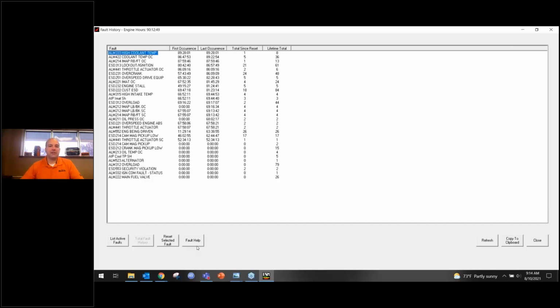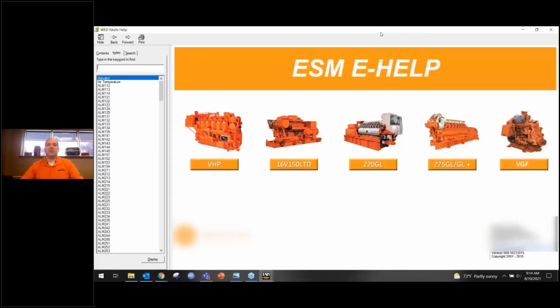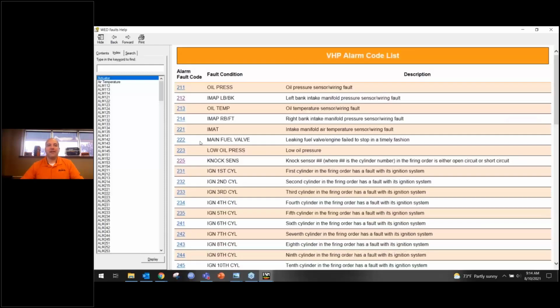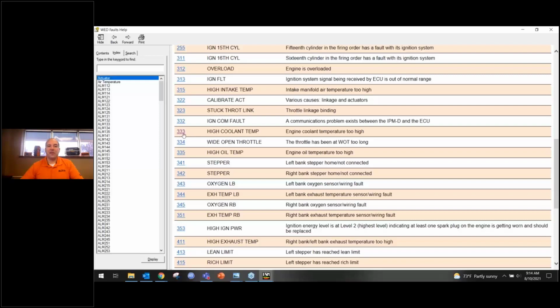Alarm 333, let's move into our fault help. As I move in here, I knew that I was working with a VHP, so I'm going to select that, and I'm going to select my alarm code. I'm going to scroll down here until I get to alarm code 333. You can see mine is purple instead of blue because I was practicing and making sure that I had all of my information together before our session.